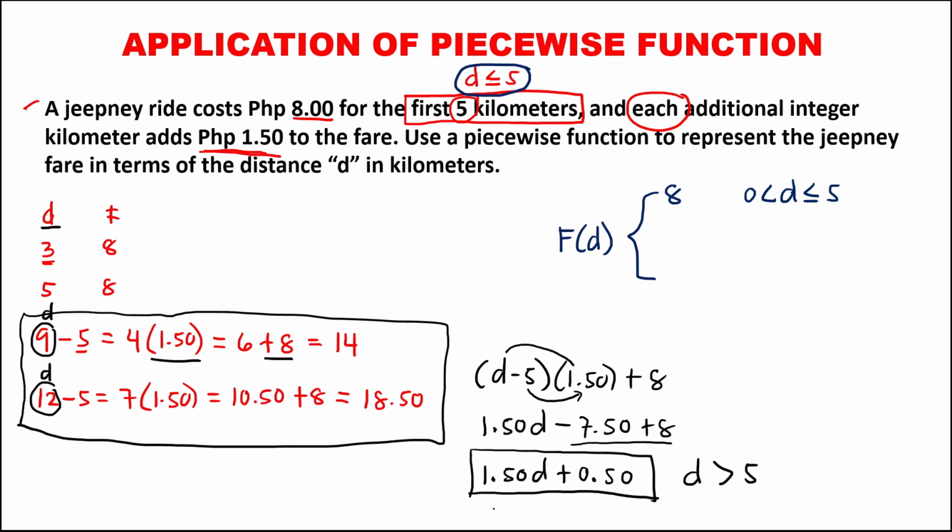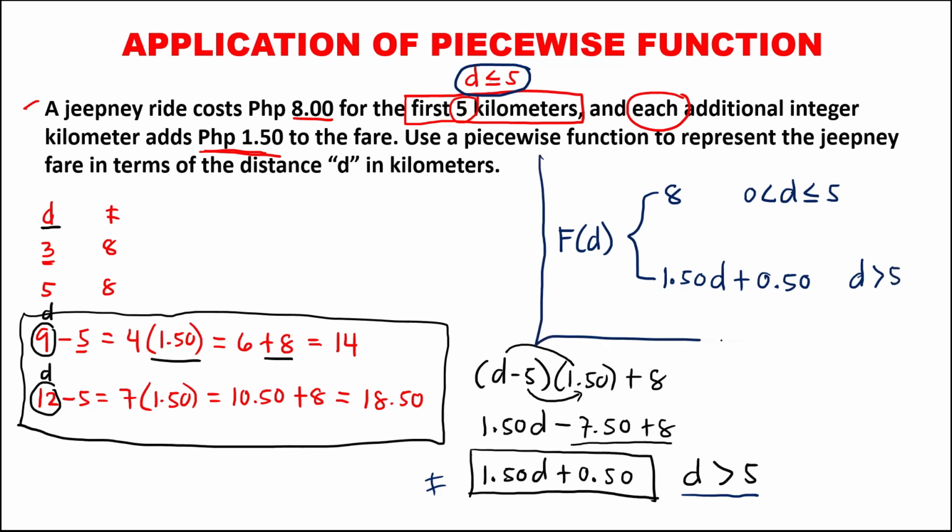And this is now the fare if the distance traveled is greater than 5 kilometers. So we have 1.50 times the distance plus 0.50 if the distance traveled is greater than 5 kilometers. So this is now the piecewise function for this problem.